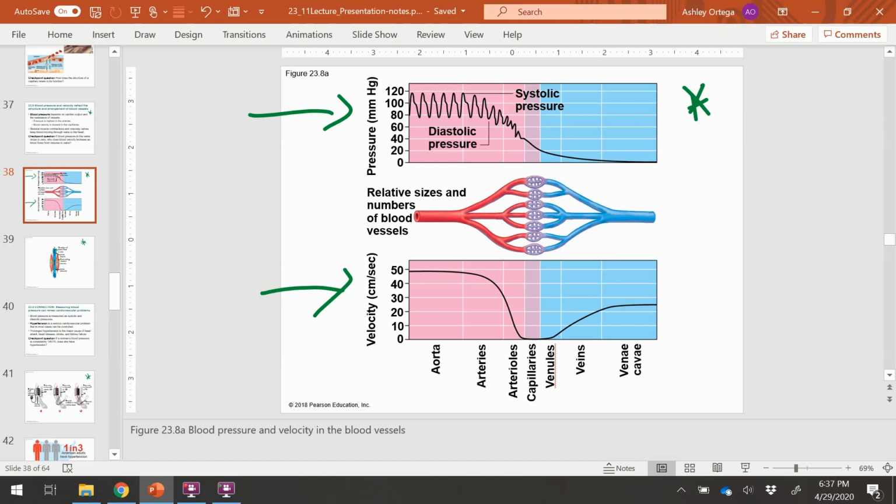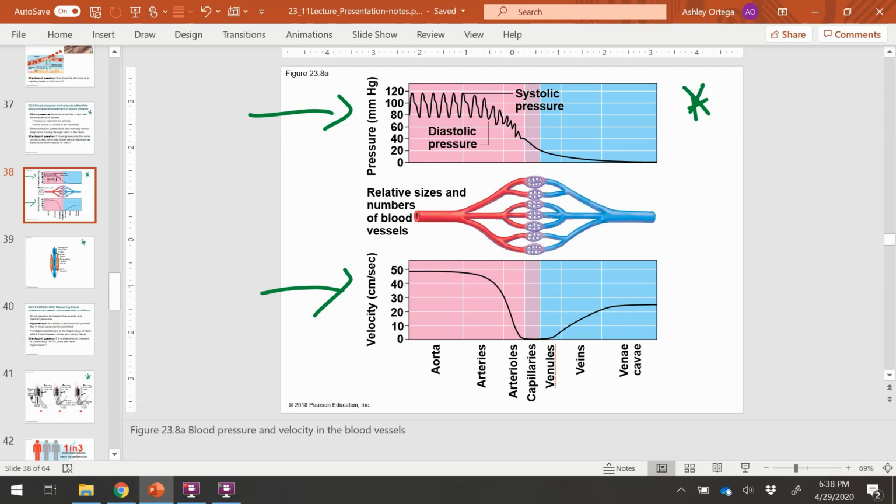It's very high in the aorta, the arteries, and arterioles. But as it reaches the capillaries, it's going to slow down, like rush hour traffic going very, very slowly through the capillaries. And so the velocity goes to nothing. It slowly decreases in pressure as it goes through the capillaries.